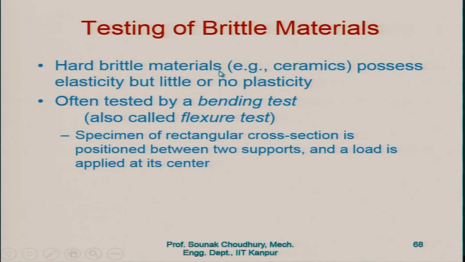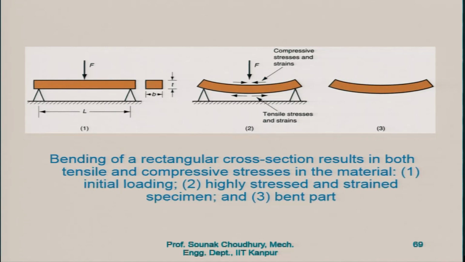Hard brittle materials, for example ceramics, possess elasticity, but little or no plasticity. Often tested by a bending test, also called the flexure test. So, it is subjected to a bending force, and the bending moment is measured. A specimen of rectangular cross section is positioned between the two supports, and a load is applied at its center, and the bending is measured. For example, it is like this in the figure given.